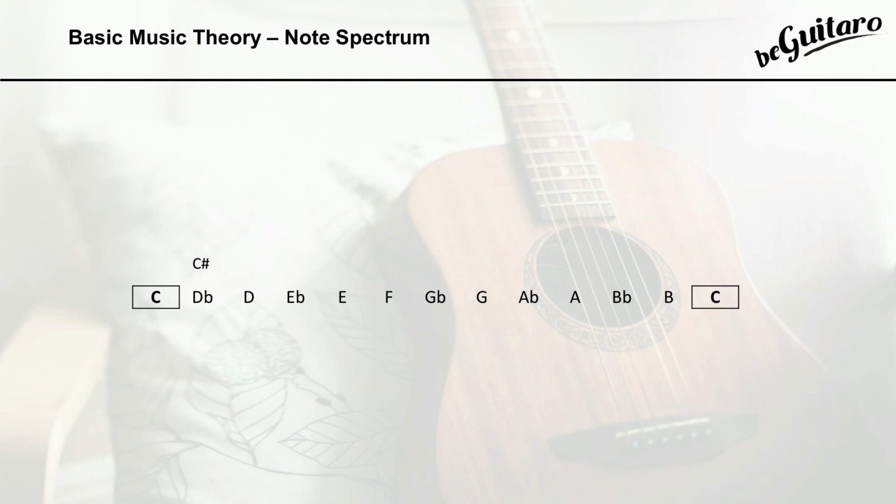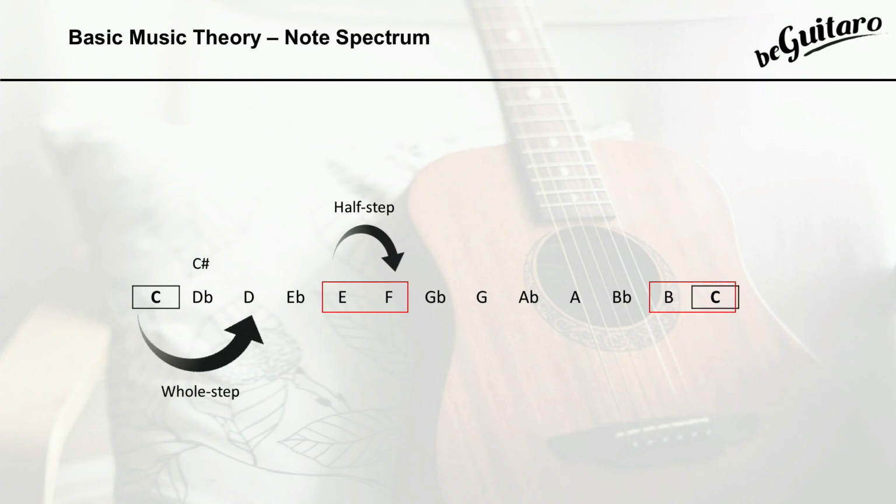For those of you who are keen-eyed, you will notice that there are no flats or sharps in between E and F, as well as B and C. This means that they are only a half step apart from each other. And that means that they are one note in front or behind each other in the spectrum. If we look at C to D, however, they are two notes apart from each other. So this is known as a whole step. Alright, so let's use this to navigate our fretboard.